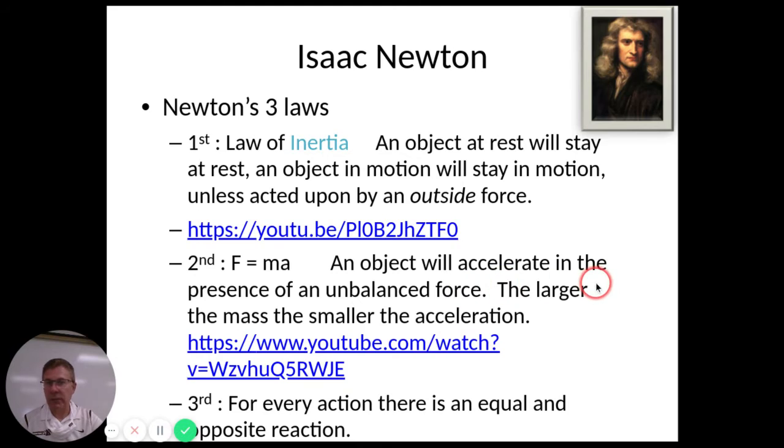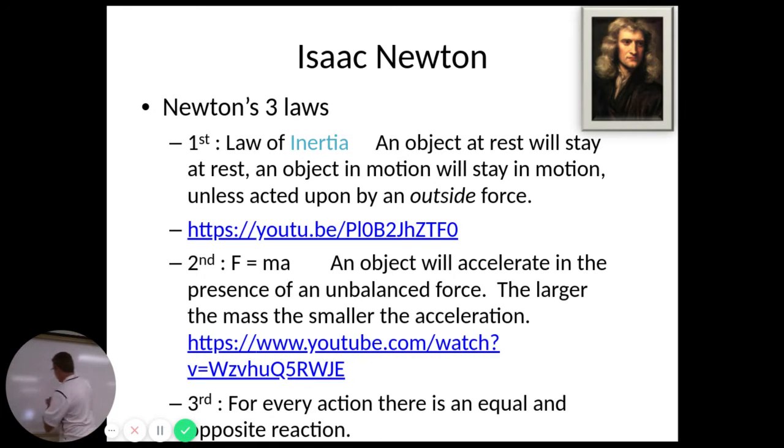It says an object will accelerate in the presence of an unbalanced force. Unbalanced force would be like if you're pushing this way with 10 newtons and the force of friction opposing it is 5 newtons, that would be unbalanced. But if the force of friction was 10 newtons, then that would be a balanced force, and there would not be an acceleration. Okay? So the larger the mass, the smaller the acceleration.